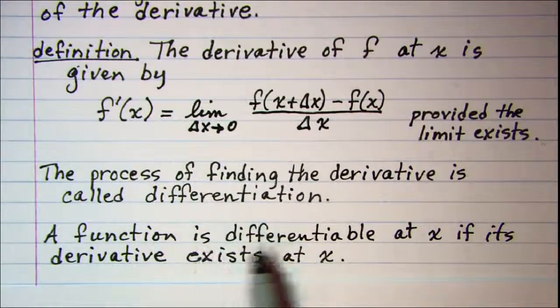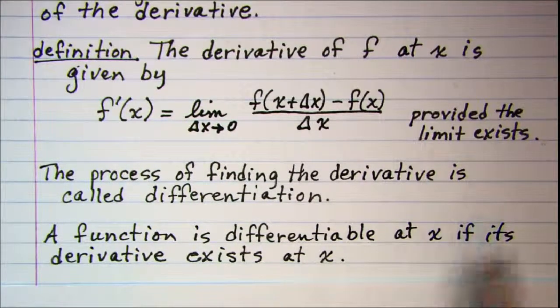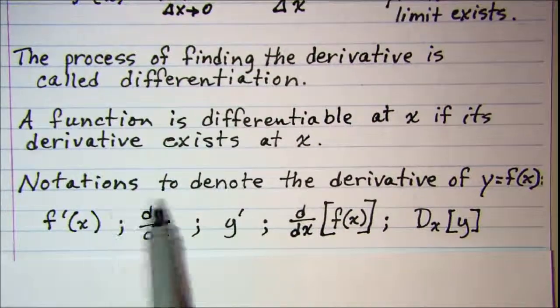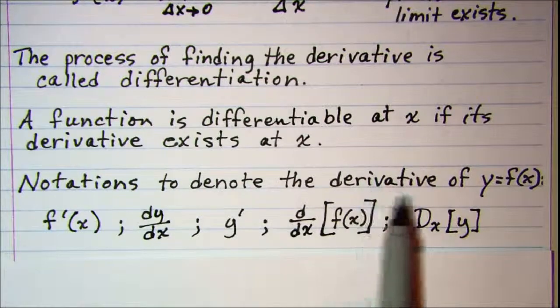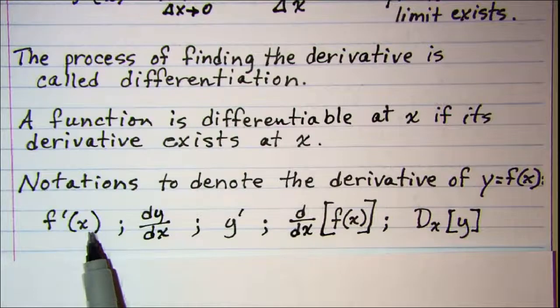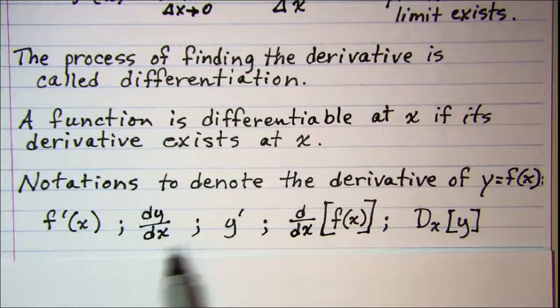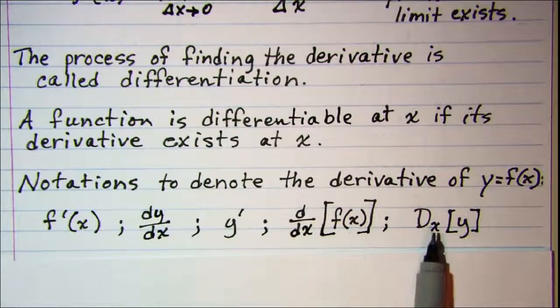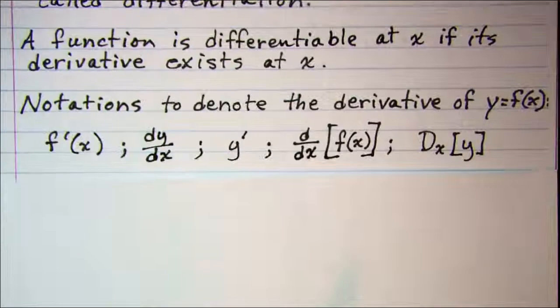A function is differentiable at x if its derivative exists at x. Notations that are used to denote the derivative of y equals f of x are f prime of x, dy/dx, y prime, the derivative with respect to x of f of x, and the derivative with respect to x of y.